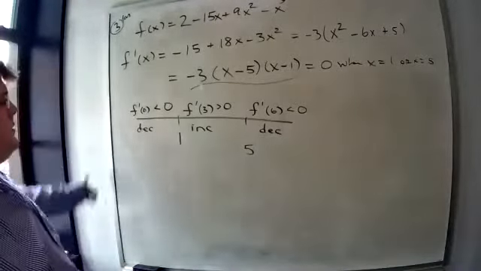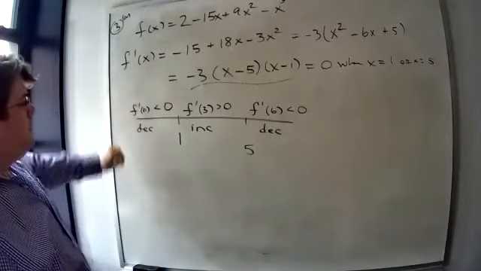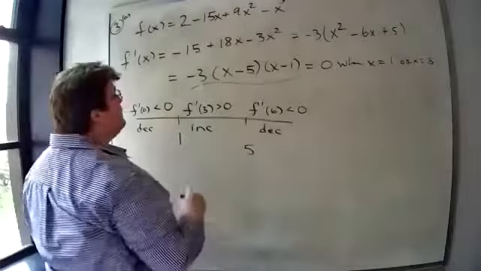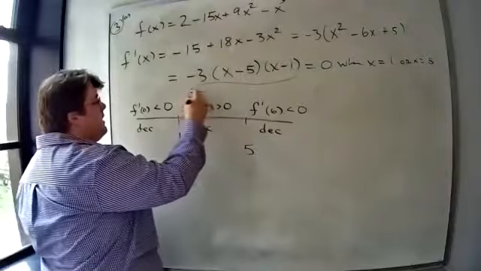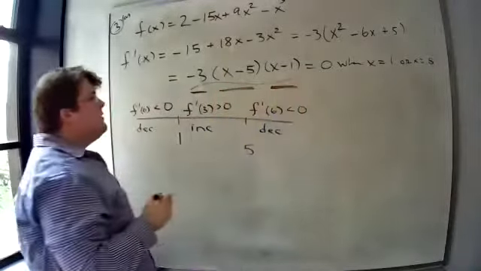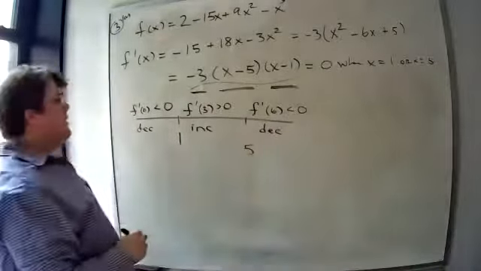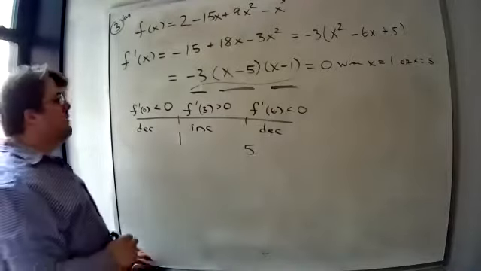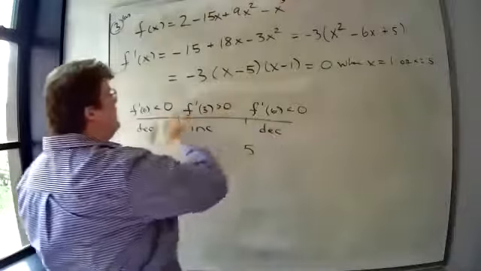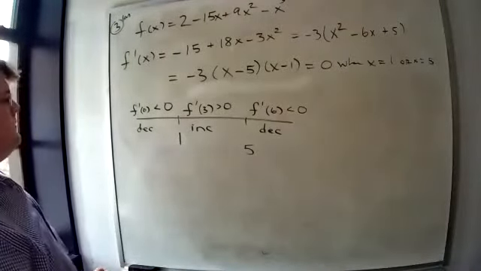Any questions about where any of this came from? Can you do f prime of 6 again? Yes, f prime at 6. So when you put 6 in, you get a negative times a positive times a positive. So negative times positive gives us the negative. Any other questions about this so far?